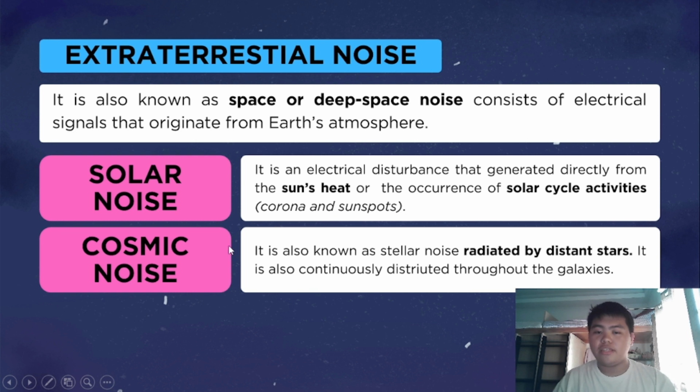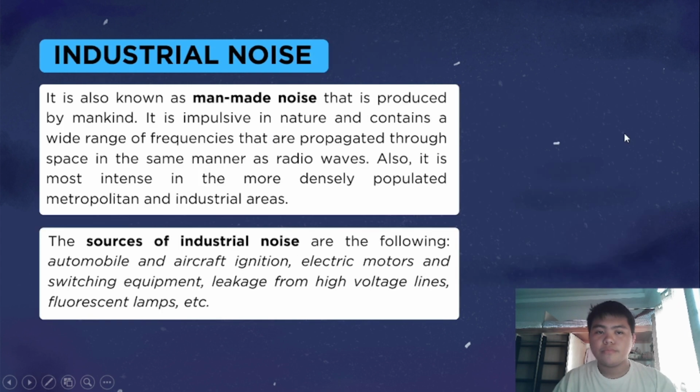Cosmic noise, on the other hand, is also known as stellar noise, radiated by a distant star. It is also continuously distributed throughout the galaxy. And the final external noise is industrial noise, also known as man-made noise, which is usually produced by mankind. It is impulsive in nature and contains a wide range of frequencies that are propagated through space in the same manner as radio waves.